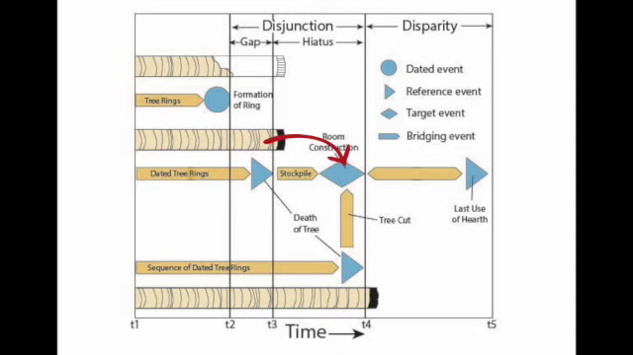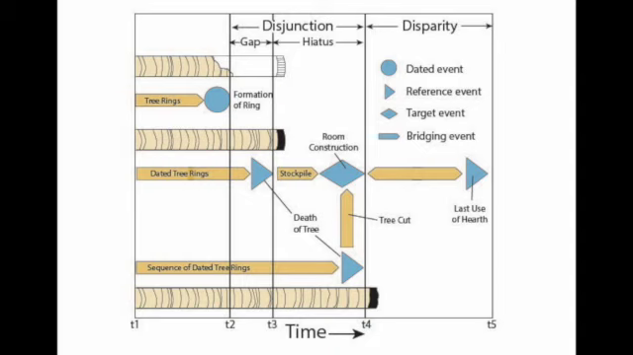Let's say our target event is the construction of a room in a pueblo. If we were really lucky, we might find a roof beam in that pueblo that still had its bark and that was used in construction immediately after it was cut. In that case, the dated event, the growth of the outermost tree ring, would be virtually identical to both the cutting date and the use of the tree in construction. So we'd have no disjunction or disparity. More realistically, there'd be some time lag between the cutting of the tree and its use in construction. This lag would be a type of disjunction that Dean calls a hiatus.